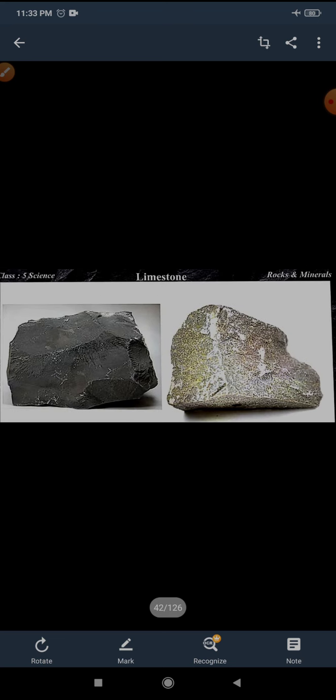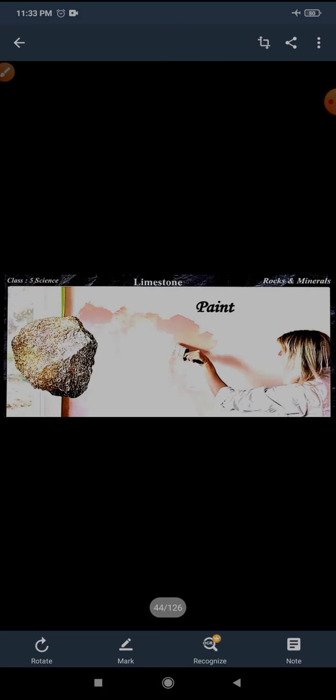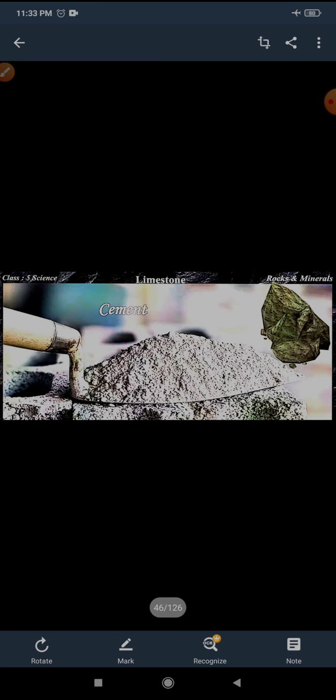The next is limestone. Limestone is a rock with fine grains that are quite soft, and it contains minerals. Which minerals? Calcium and tiny bits of animal shells also, and it is used in making many things, such as you can see here: paint, whitewash, cement. So these are all the uses of limestone.